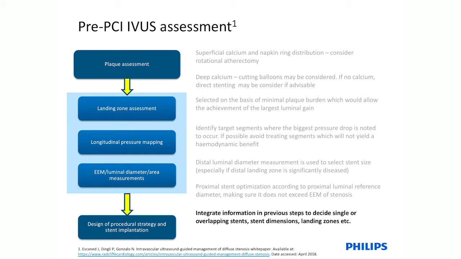Once you have this information in hand is when you really have to integrate the different pieces of information you have, to decide whether you will go for a single stent or overlapping stents, what stent dimensions you will choose, and of course what the landing zones are. As I mentioned before, if you are also using image co-registration with angiography, this aspect is greatly facilitated.